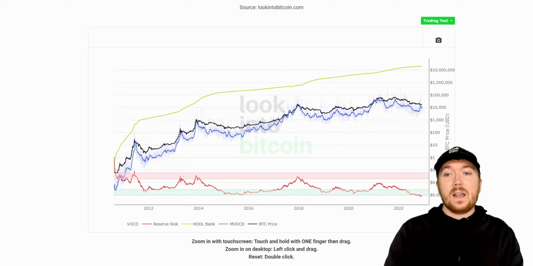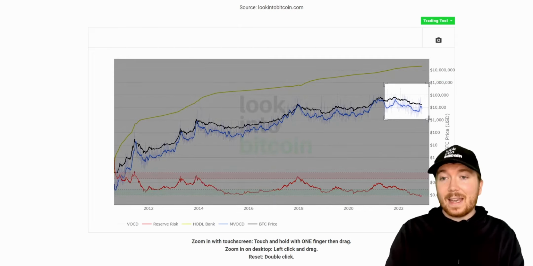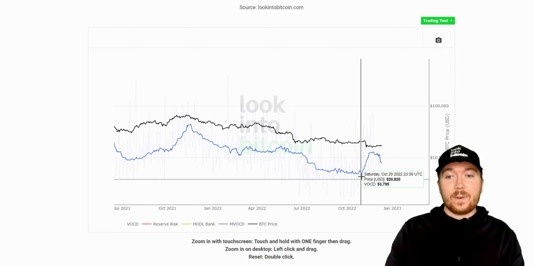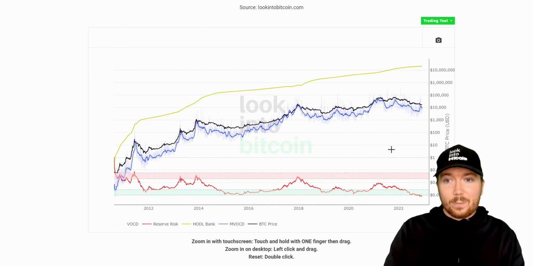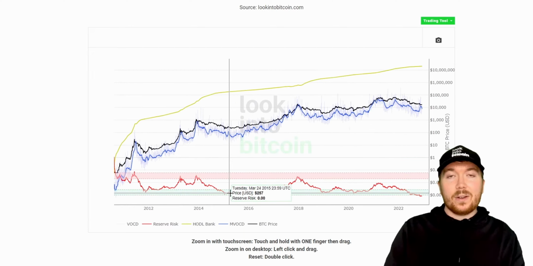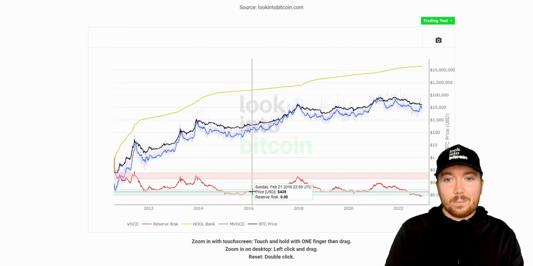at these prices. Recently, we have actually seen a spike in this median value of Coindays Destroyed, this blue line here, in the aftermath of the FTX fallout. But right now it's decreasing a little bit again. But what we can see is every single bear cycle we've had where Bitcoin has entered this green buy zone for the reserve risk metric, it has historically always been a great area to consider accumulating BTC.